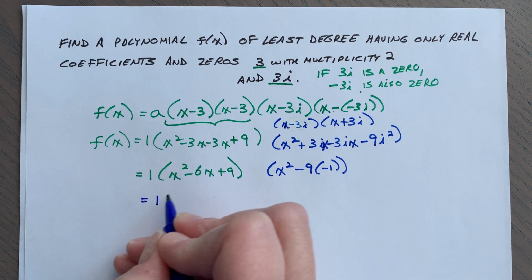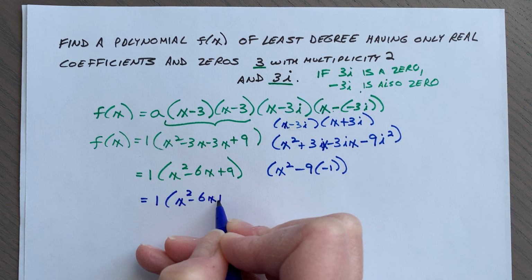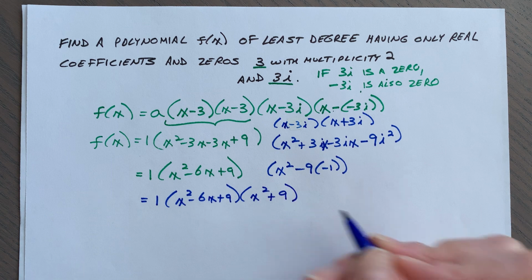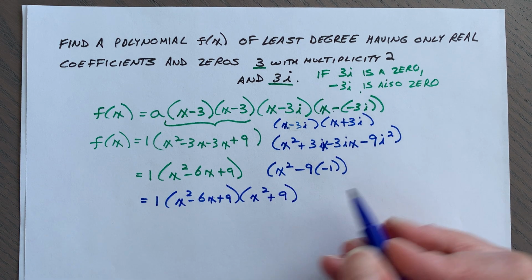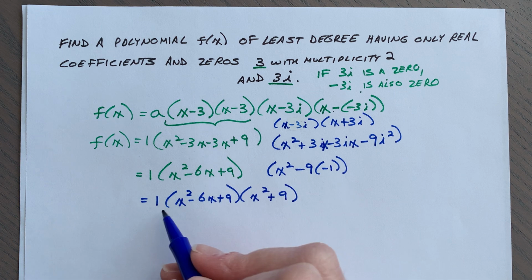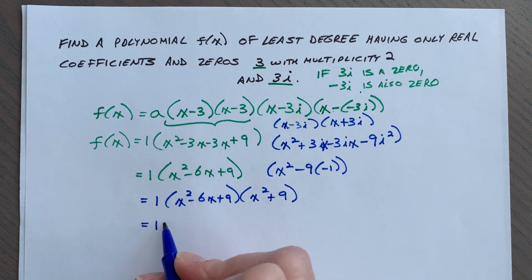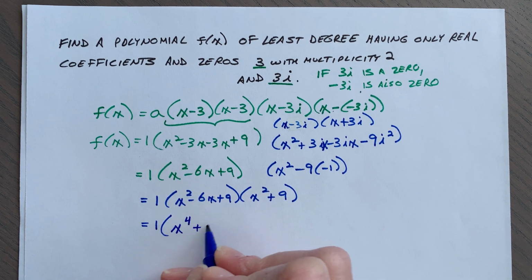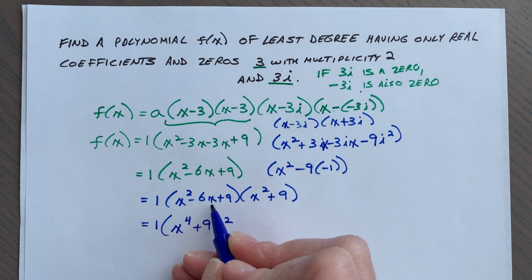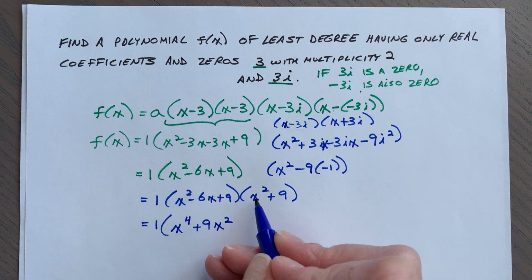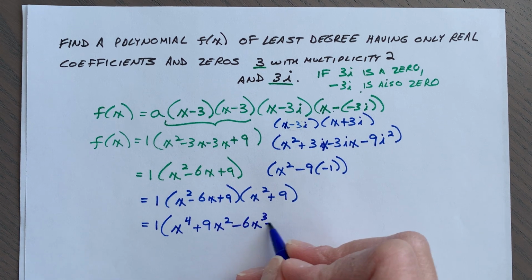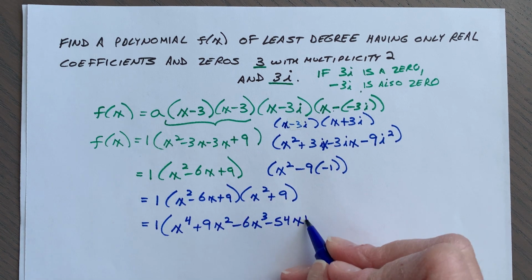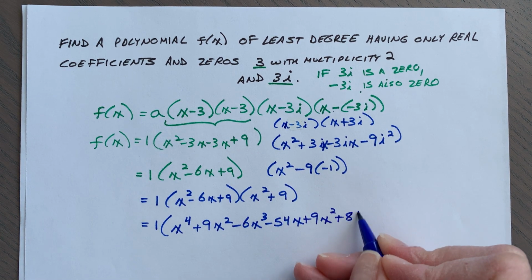And now we have our 1 times x squared minus 6x plus 9 times, this is x squared plus 9. I'll do one more distribution to simplify this completely. So the x squared has to multiply each of these. That's x to the 4th plus 9x squared. The negative 6x has to multiply each of these. That'll give us negative 6x cubed minus 54x. And the 9 has to multiply each of these. So that's plus 9x squared plus 81.